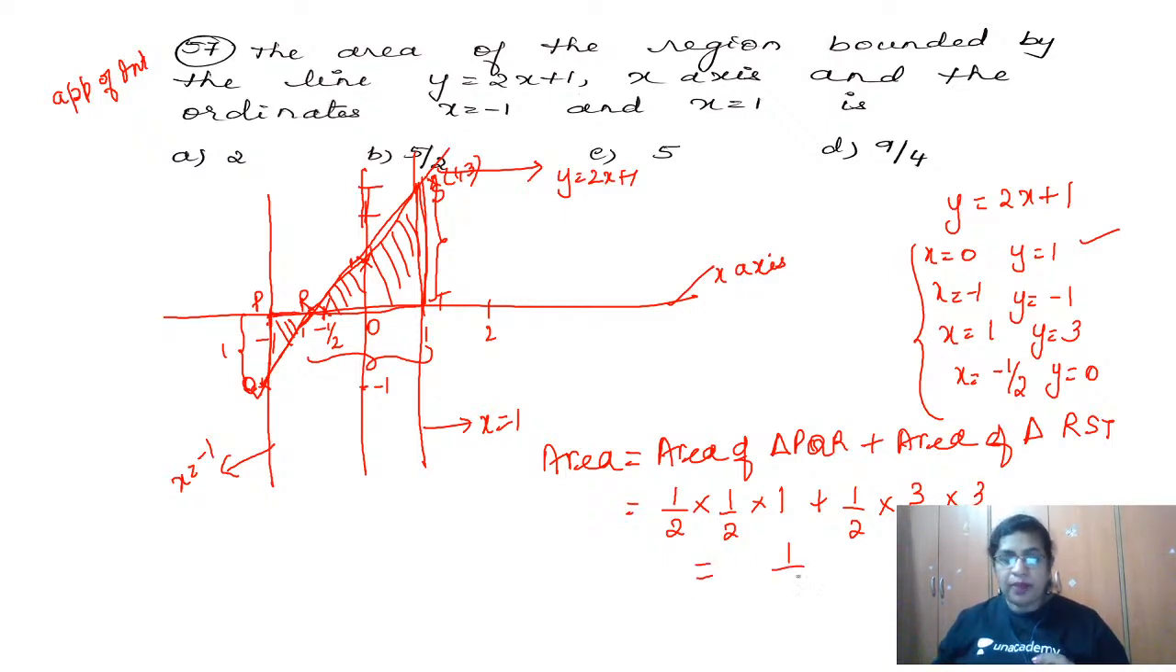So what is it now? I have 1 by 4 plus 9 by 4. So therefore this is 10 by 4, which is equal to 5 by 2, and this is my B option. Hope you have understood. Yes, is that clear? Yes. So quickly let us go to the next question.